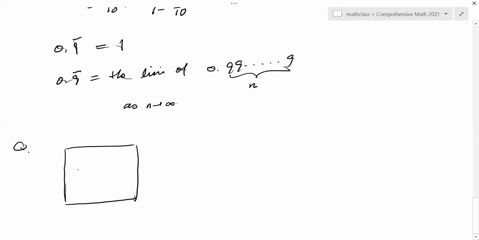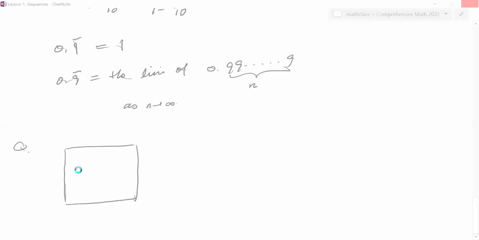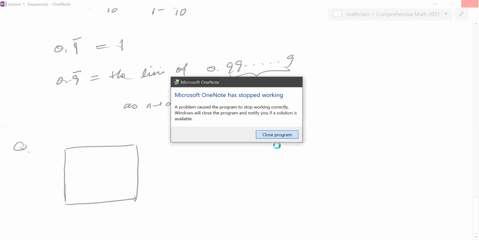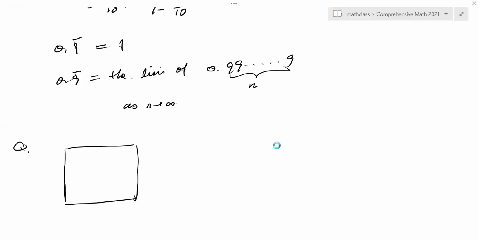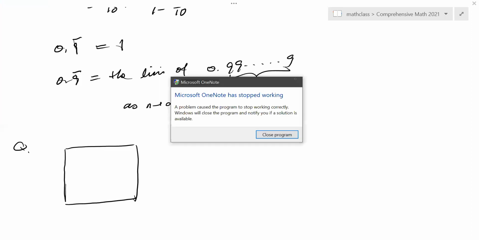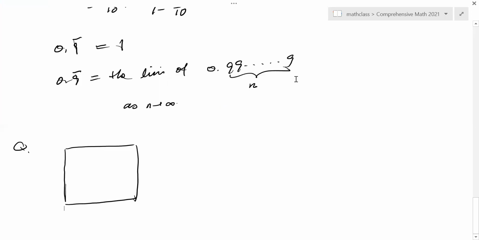Oops, stop working. I have to close it for some reason. Hold on, I have to restart the program, the page. Just a second. Something's wrong with it. Okay, that's okay now.